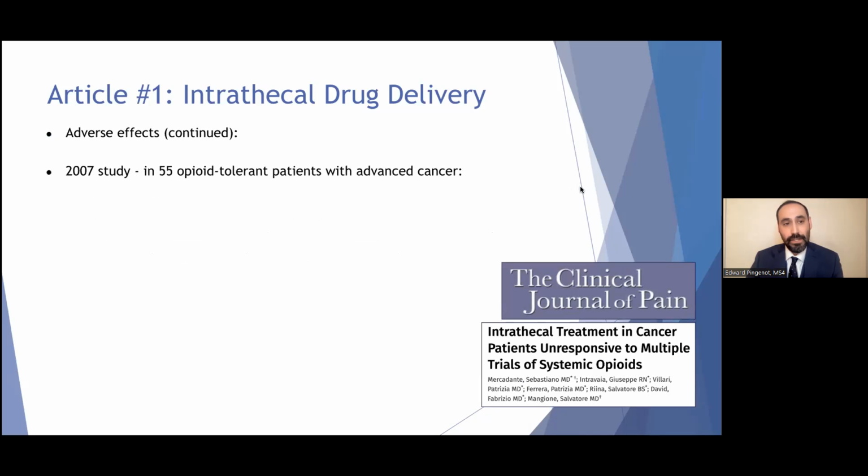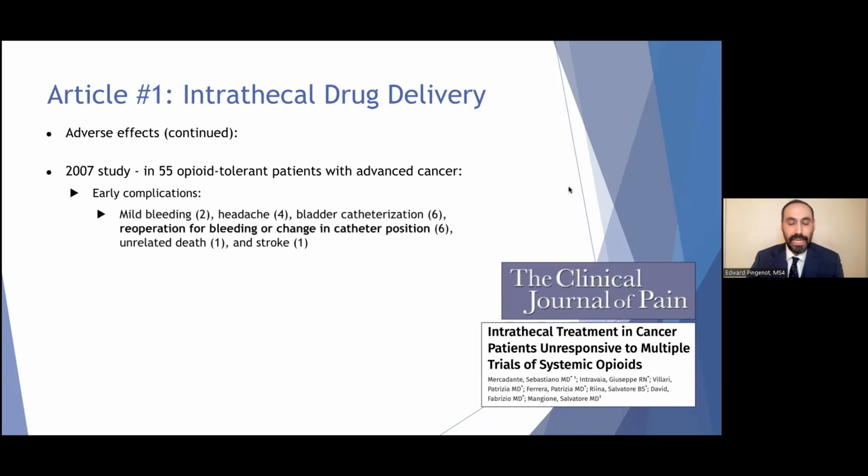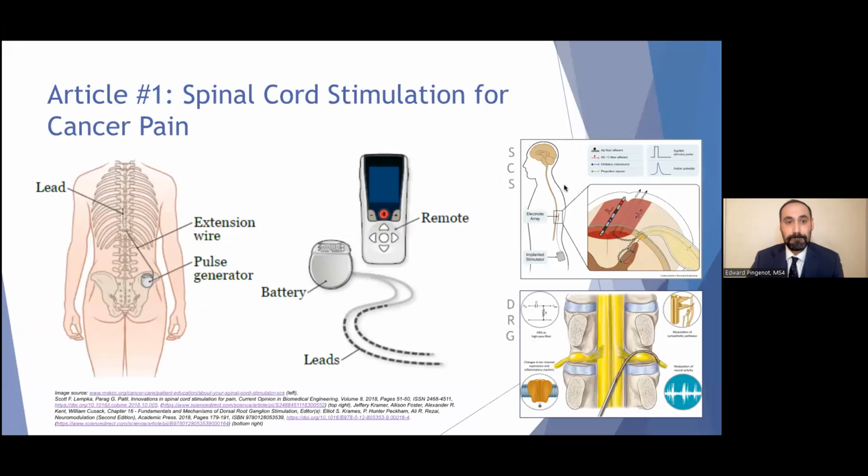There was a study done in 2007 in 55 opioid-tolerant patients with advanced cancer that showed early and late complications. You can see them here on the slide. But especially good to take note of is a reoperation for bleeding or a change in catheter position, otherwise known as catheter migration. For late complications, of course, infection or discontinuation of therapy have occurred.